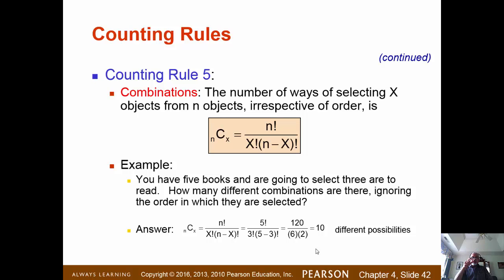Think about it. If you're interested in the ordering within the group, like gold, silver, and bronze, there is an ordering within the group. Whereas here you're not ordering within the group, it's just the group. Then you have n combination x, and the formula is this for that. So the last 2 rules can be confusing. You have to pay attention to that. In permutation, you're interested in the ordering within the group. Whereas in combination, you don't care about the ordering, you just look at the membership in the group. So that's counting rule number 5.